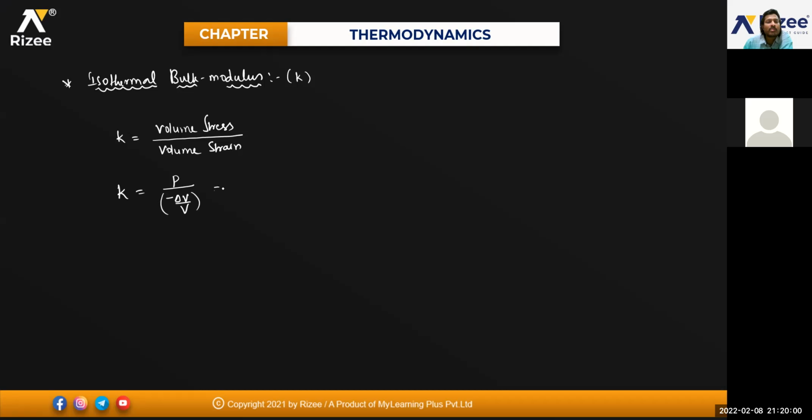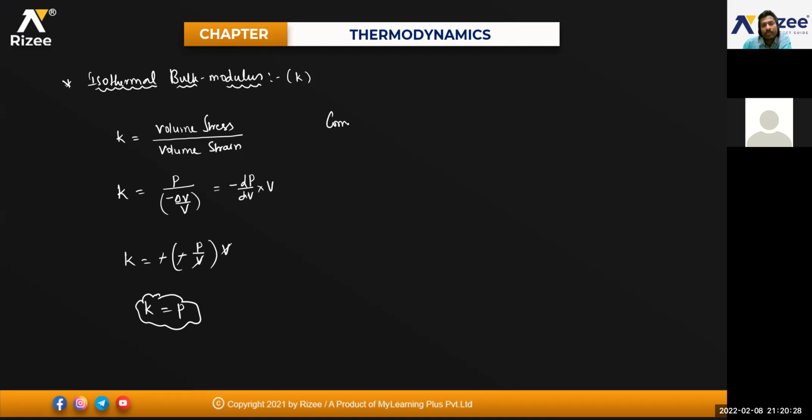So that will be equal to minus P, which I can write as dP divided by dV into V. So bulk modulus K will be equal to minus delta P divided by delta V by V. This minus will get cancelled. So K will be equal to P. So the isothermal bulk modulus is equal to the pressure P.